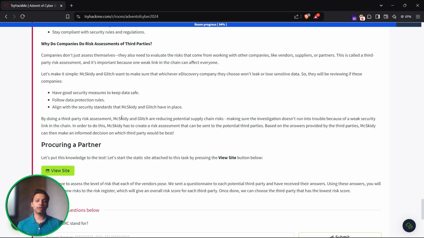So let's make it simple. MaxKD and Glitch wanted to make sure whichever e-discovery company they choose won't leak or lose sensitive data. So they will review if these companies have good security measures to keep the data safe, follow data protection rules, and align with the security standards that MaxKD and Glitch have in place.